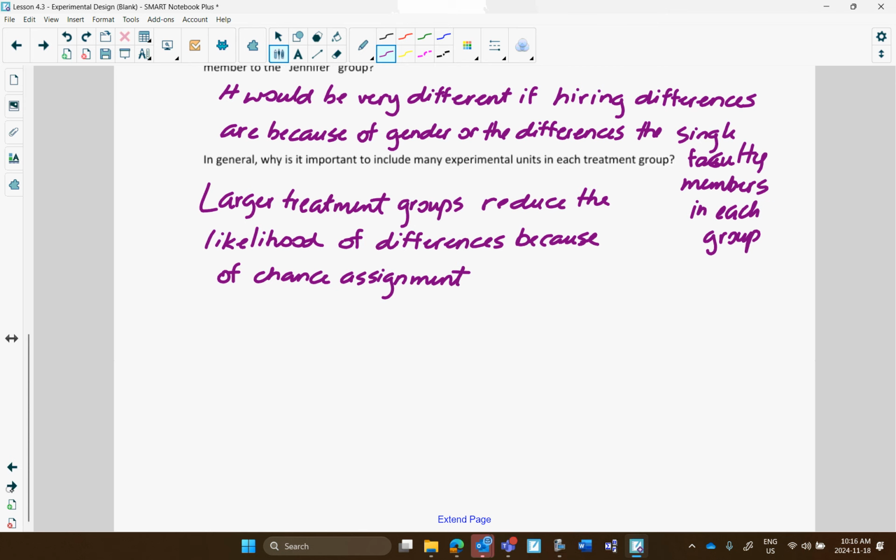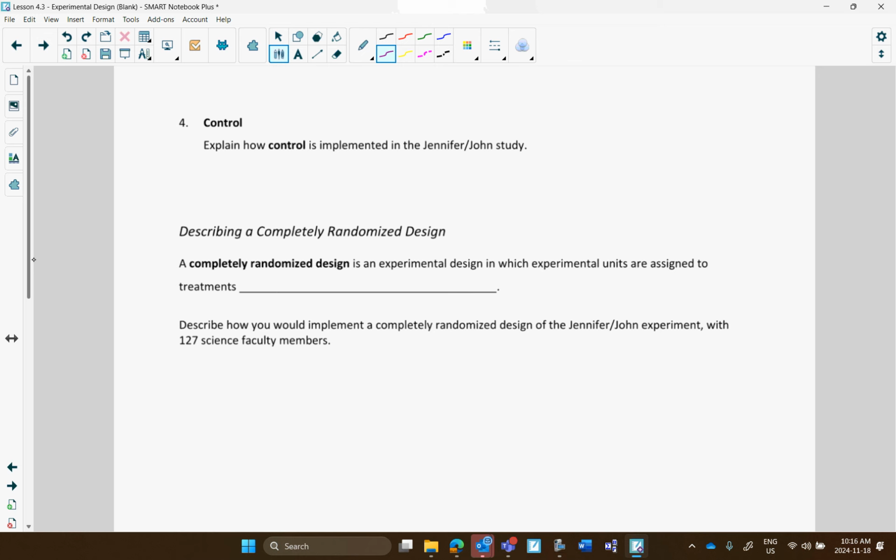And finally, control. Okay. Sure. Okay. So control. If you think back to the experiment, how did they control it? To go back to the explanation of the experiment, everything was exactly the same except the names. Okay? Applications were exactly the same except the names.